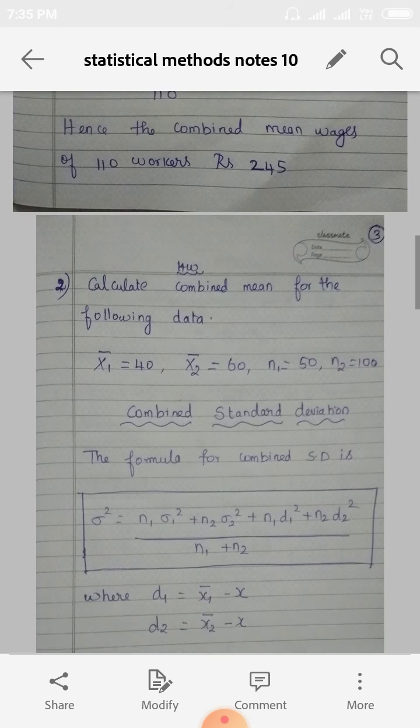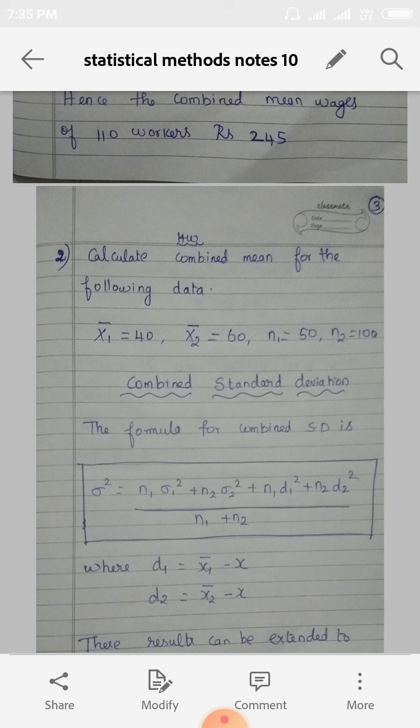Let us see one more problem. Calculate the combined mean for the following data, the same as in problem 1. x1 bar is given as 40, x2 bar is given as 60, n1 is equal to 50, and n2 is equal to 100. We have to find the combined mean by using the formula.